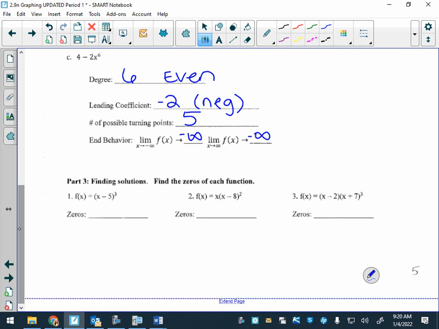And then part 3, finding the zeros or the solutions. So basically, everywhere you see an x, you're setting equal to 0. So number 1, what's my solution? What would it be? Yeah, Ryder. 5. X minus 5 cubed, set equal to 0. When you take the cube root, which anything root of 0 is 0, x equals 5.